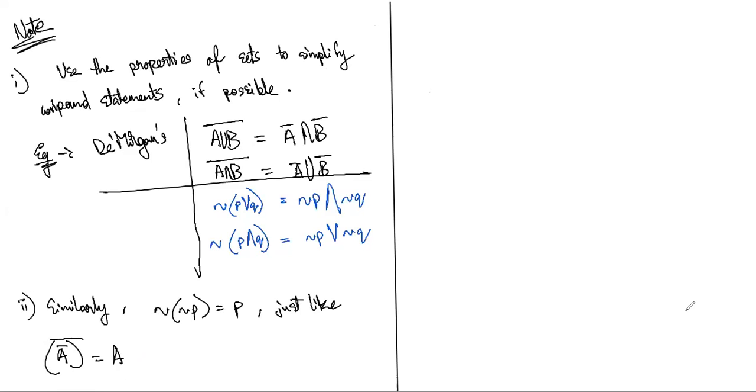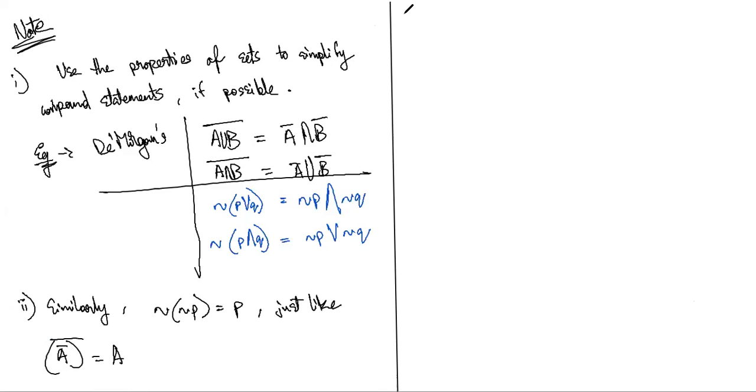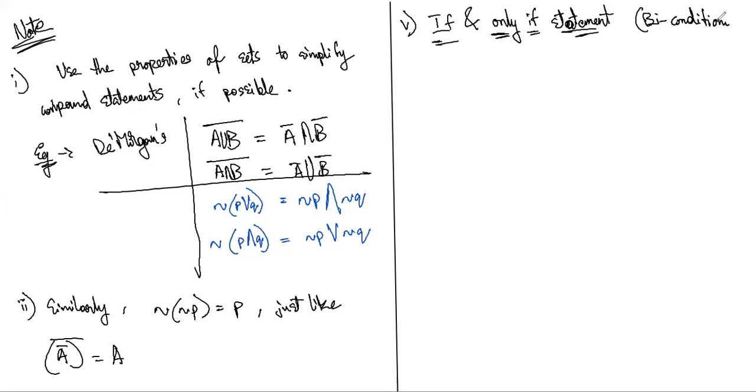Okay, so we completed till the fourth statement. Now let us go to the last statement. Fifth statement: the if and only if statement. This is also called a biconditional statement. The symbol of this is a double-sided arrow: P double implies Q.